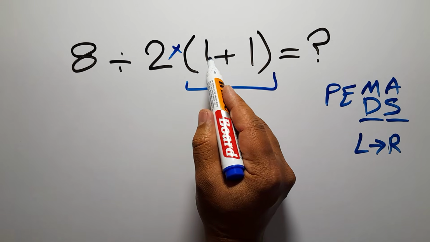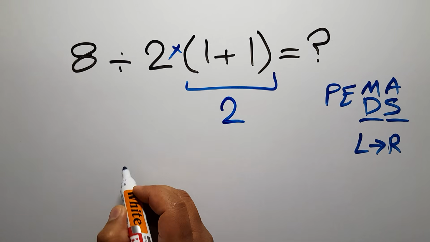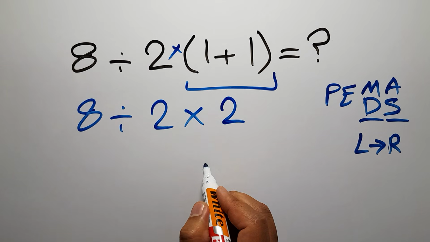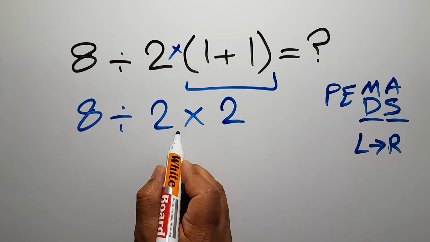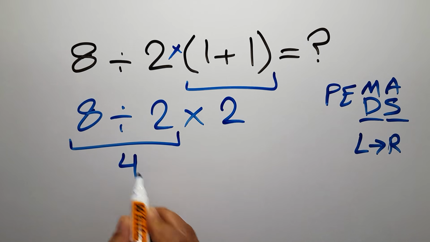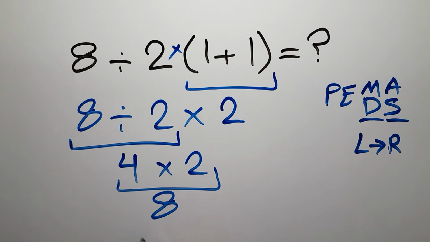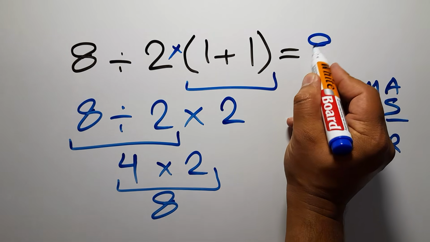Inside this parenthesis, we have 1 plus 1, which equals 2. So we have 8 divided by 2 times 2. Okay, 8 divided by 2 gives us 4. And 4 times 2 is just 8. This is our final answer to this problem. The correct answer is 8.